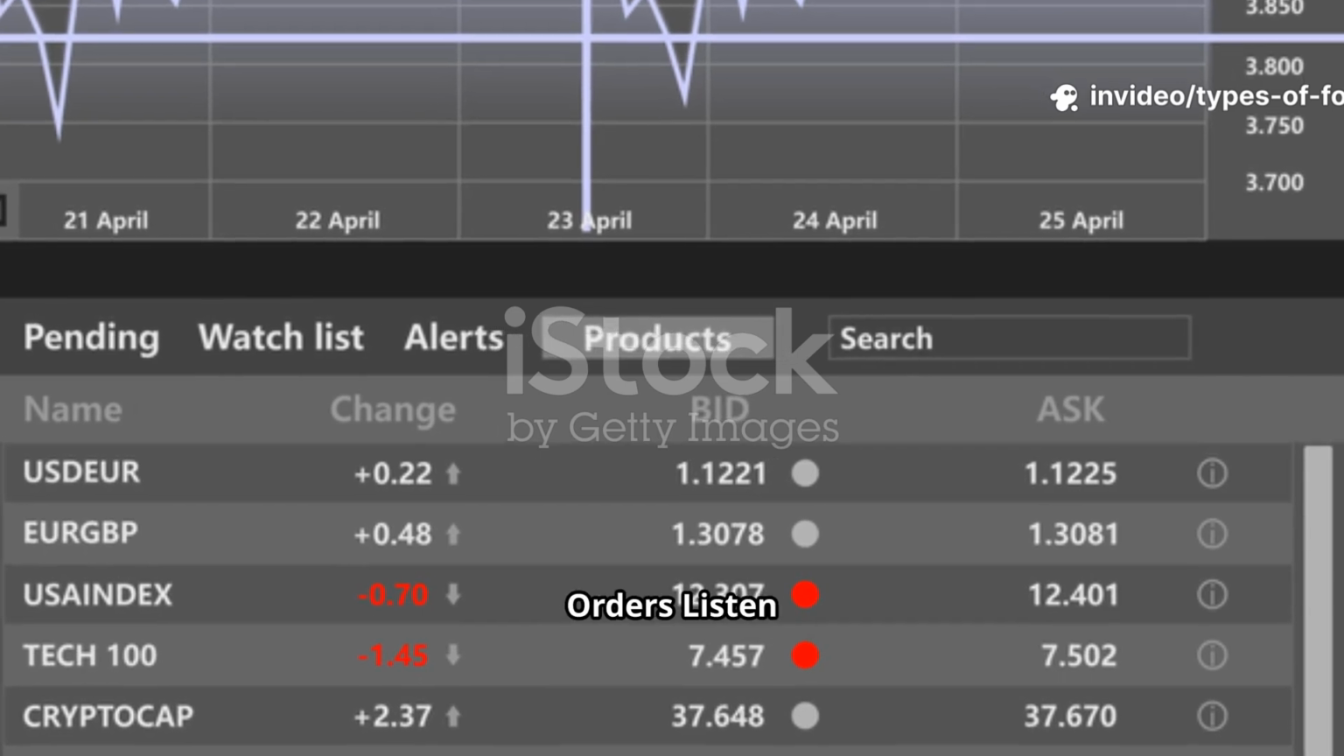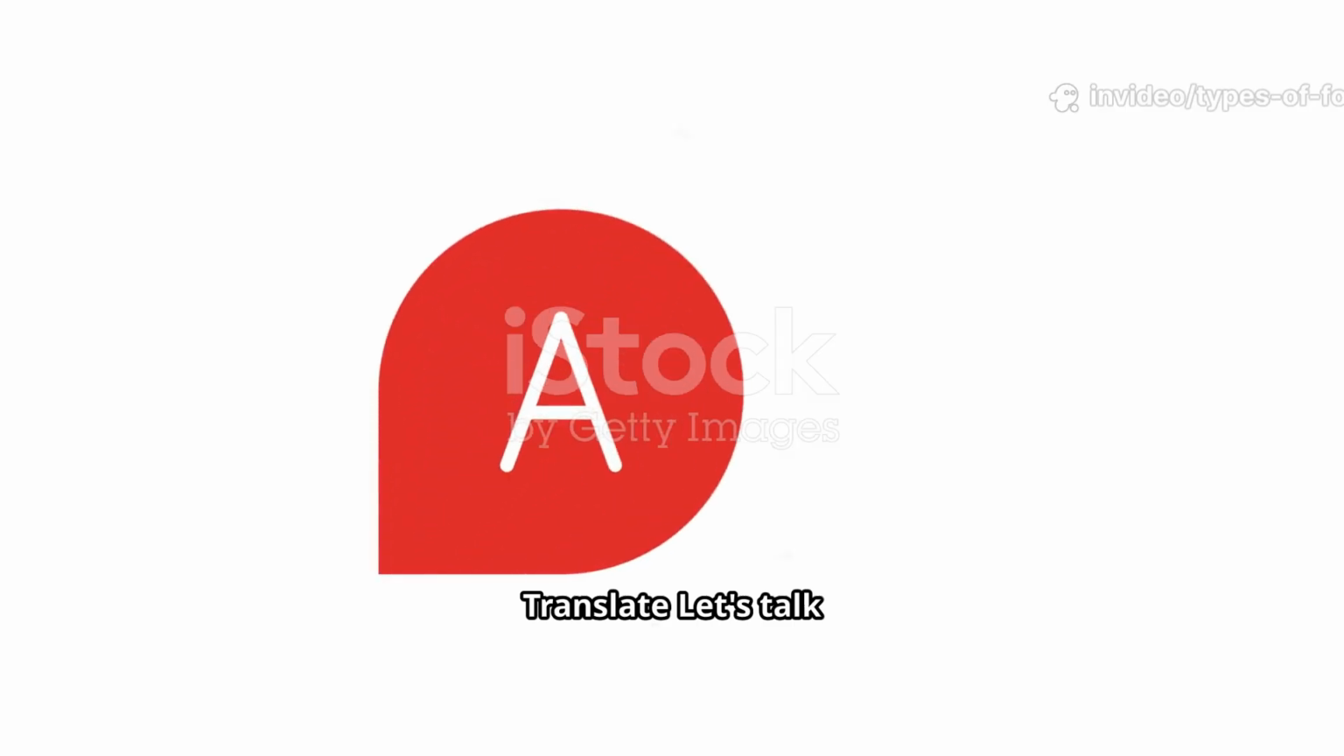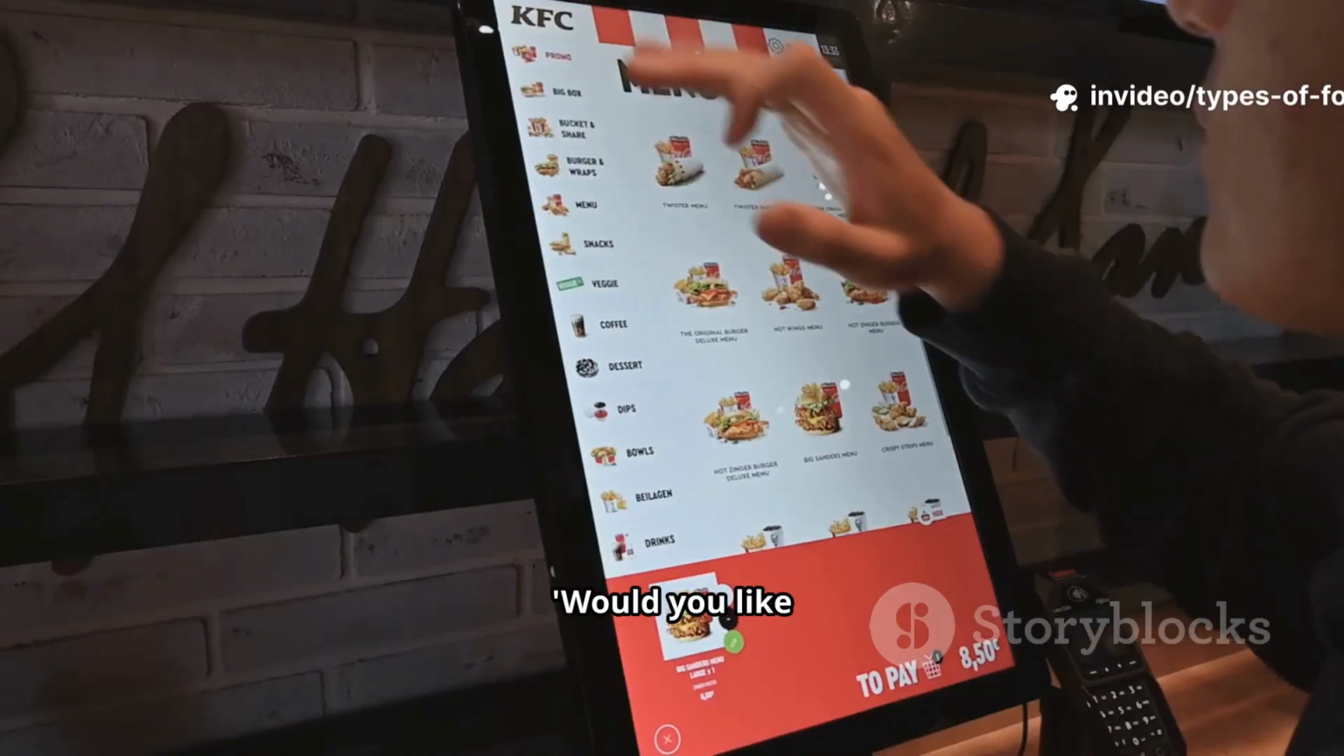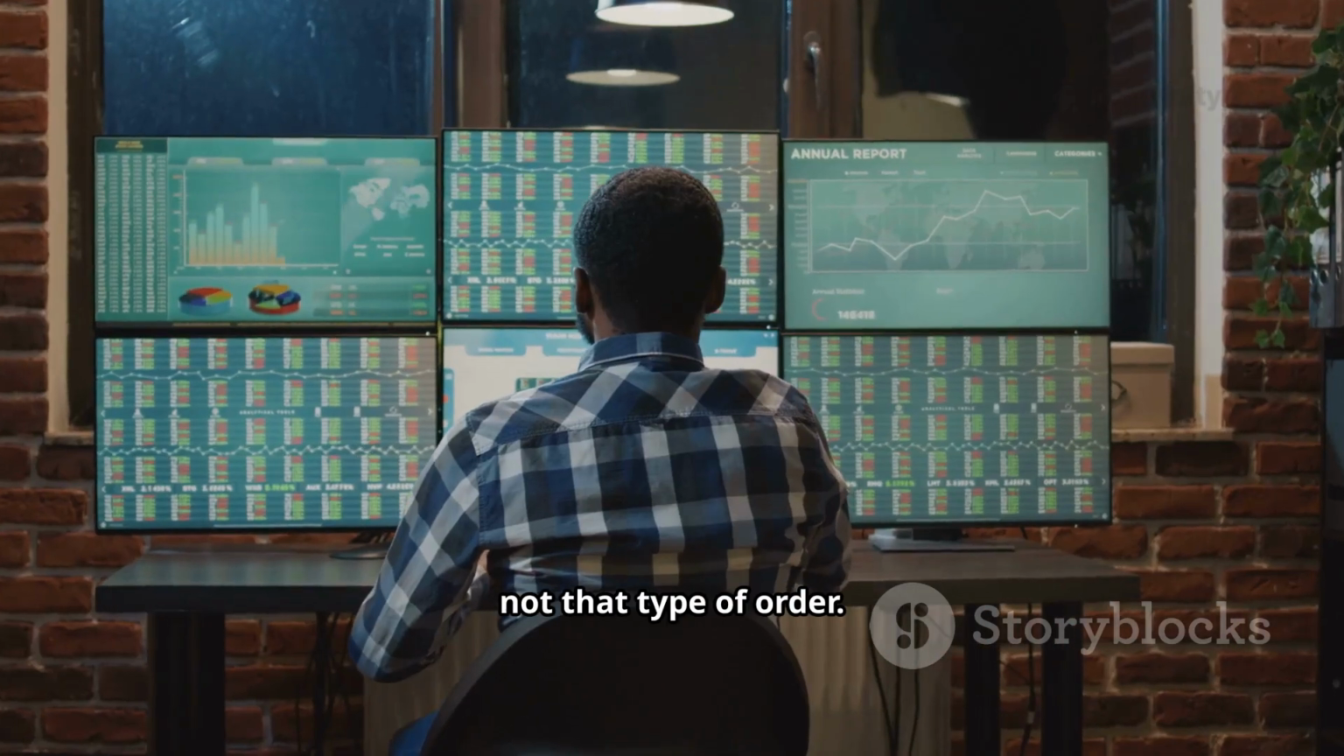Types of Forex orders. Let's talk about orders. Would you like pips with that? Okay, not that type of order.